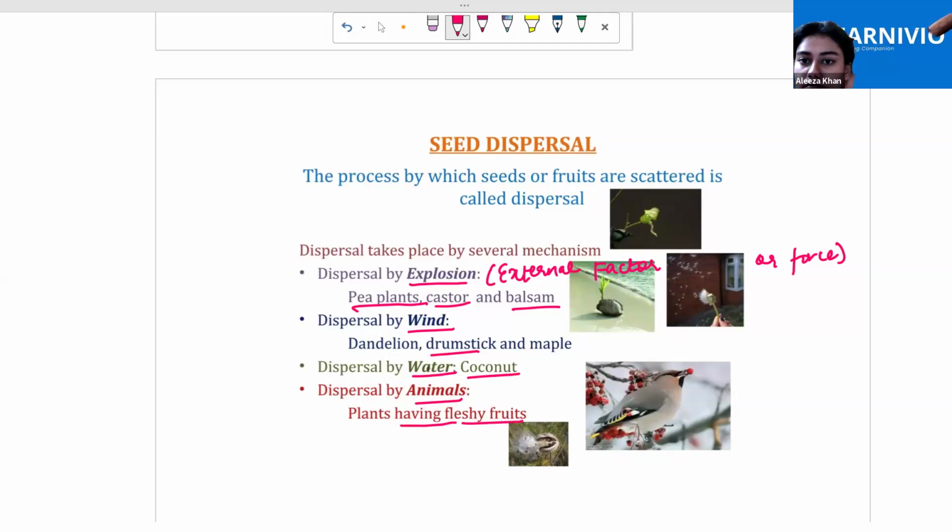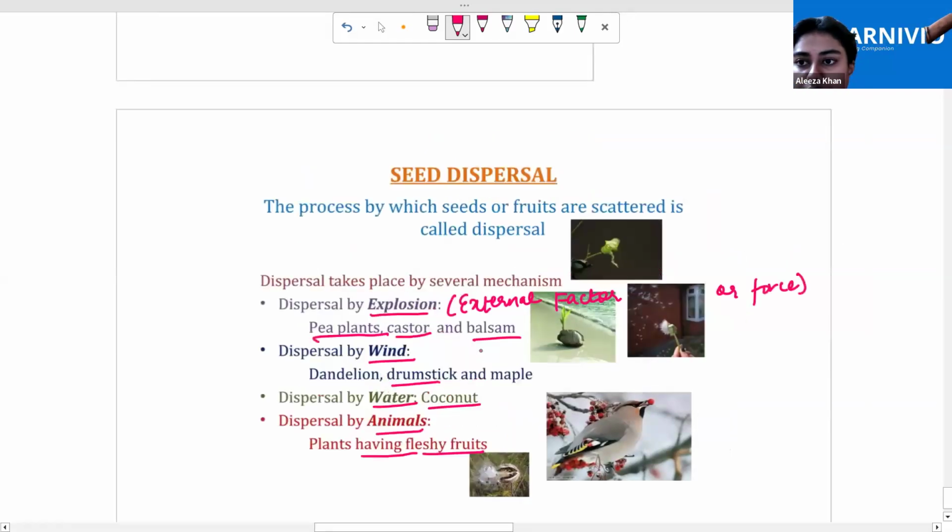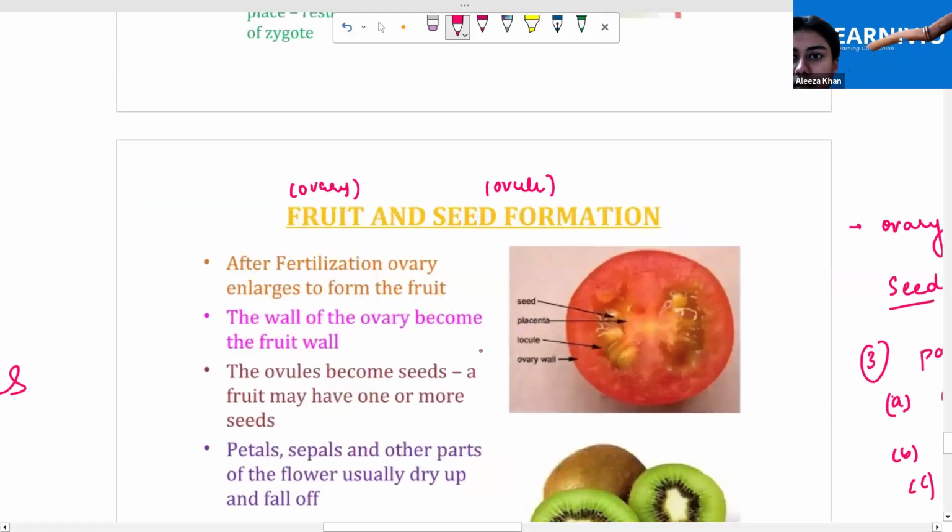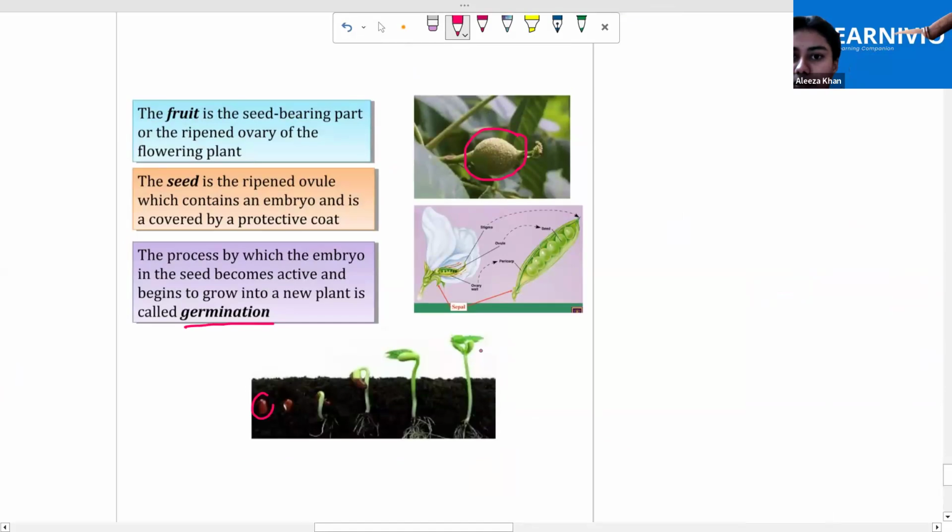So if you wish, you can take the screenshot of this and you can write it after the class. Take the screenshot of this slide. And you can write only one example for each. Done? Yes, ma'am. And this slide also, this one also. Please write it in your notebook after the class.